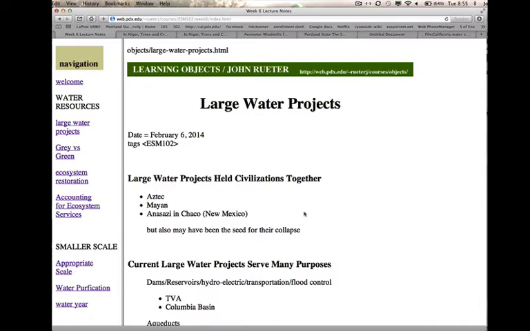civilization. But this same large water project may have been sort of a seed for their collapse, because as they had to have more and more water supplied to the central area, they needed more and more canals, which required more and more taxes, and it just spiraled out of control because of the size and the complexity.